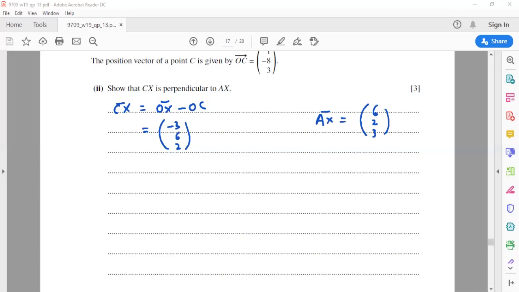Now what do we do? Let's find CX dot AX. If it equals 0, the dot product means they are perpendicular. So minus 3 times 6 is minus 18, 6 times 2 is 12, and 3 times 2 is 6, which gives us 0. So CX is actually perpendicular to AX. Now let's go to the next part.